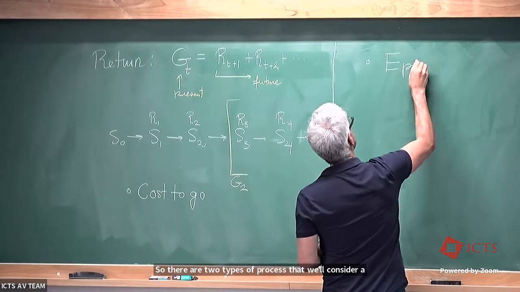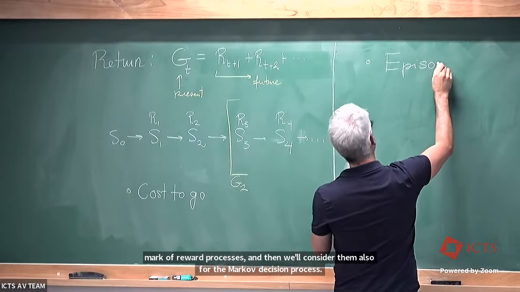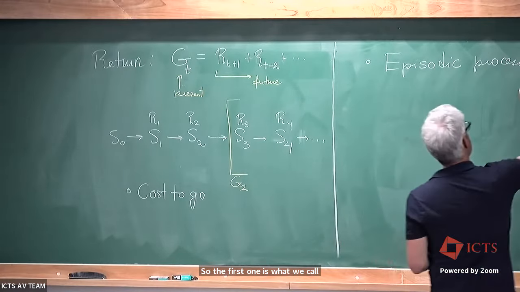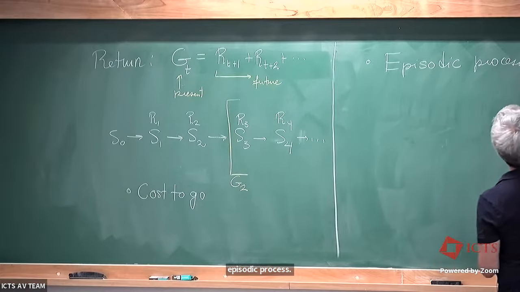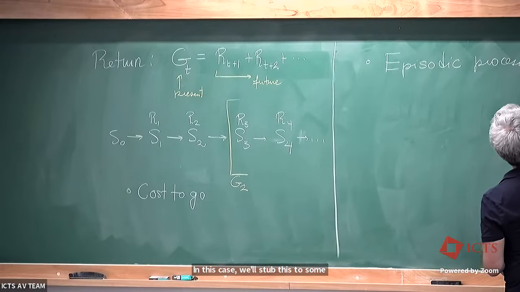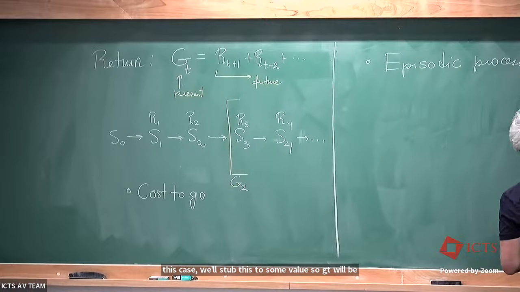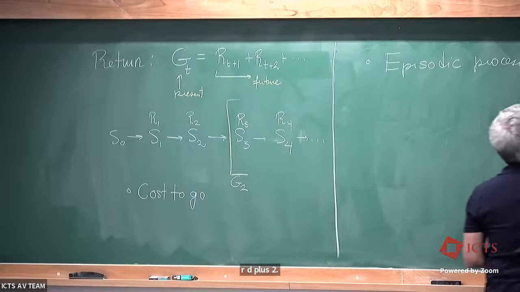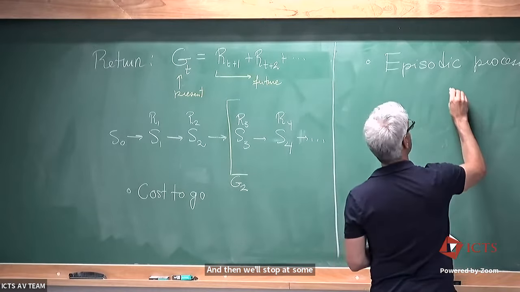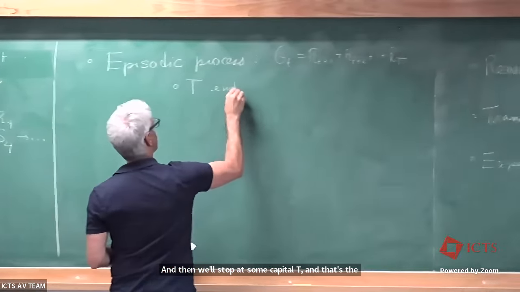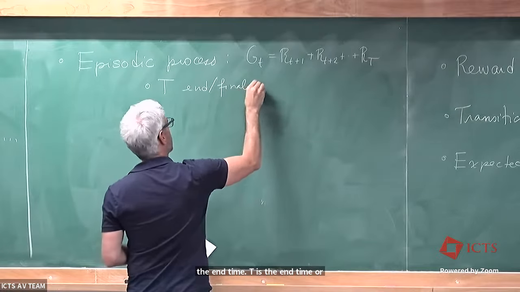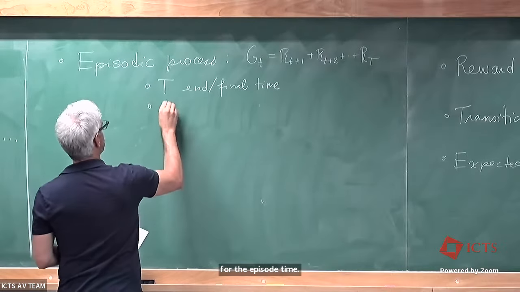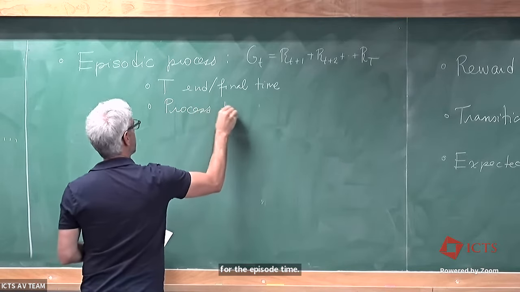So the first one is what we call an episodic process. In this case, we'll stop this at some value. So G_t will be R_{t+1} plus R_{t+2}, and then we'll stop at some capital T, and that's the end time. T is the end time or the final time, or the episode time. So here the process terminates.